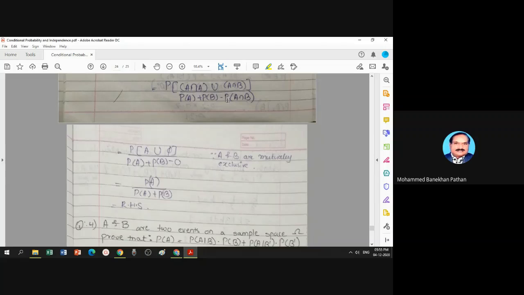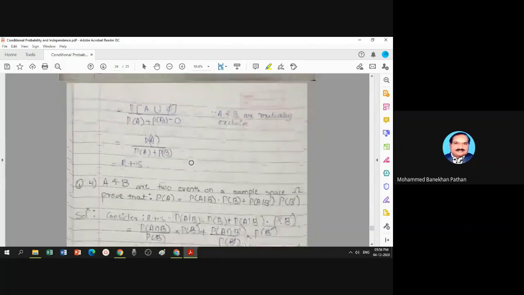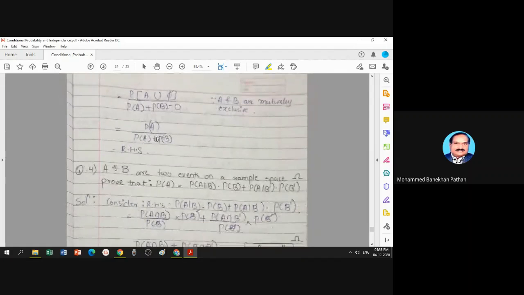So probability is a value. A intersection B is not a value, it is a set, and the set is denoted by phi. A union phi. Union means plus, phi means nothing. A plus nothing is A. So I get probability of A divided by probability of A plus probability of B, that is your right hand side.